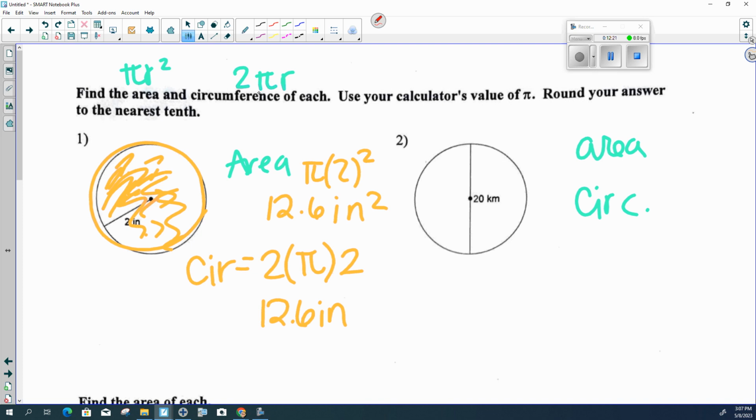Okay, I think the hardest thing about this one is they did not give you the radius, and you need the radius for area and circumference. So the radius is just 10. It's just half of that 20. So pi times 10 squared is 314.2 kilometers squared, and your circumference will be 20 pi, which is 62.8 kilometers. So check and check.